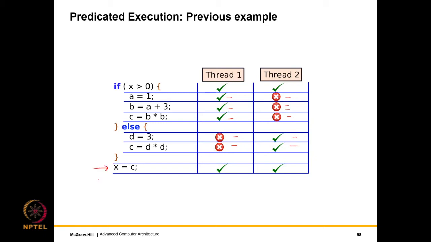And this is known as the point of reconvergence, because this is when thread 1 and thread 2 both start processing the instruction. So you can say that this is where the if statement kind of ends. This is the point of reconvergence.